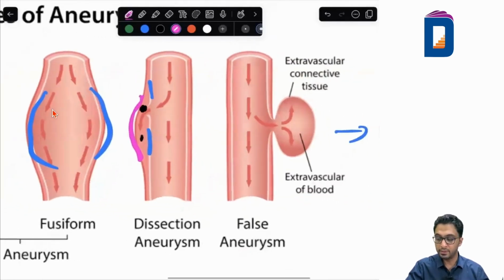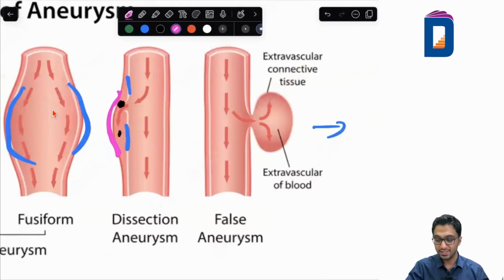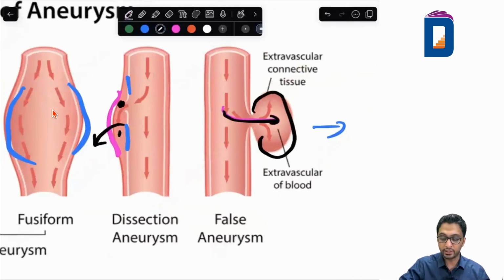Now what happens in a false aneurysm? The blood leaks out of the vessel completely. Even your externa, or adventitia, is also broken. The blood comes out and sits in the extravascular connective tissue as a bulge. So it's a kind of hematoma again. False aneurysm.